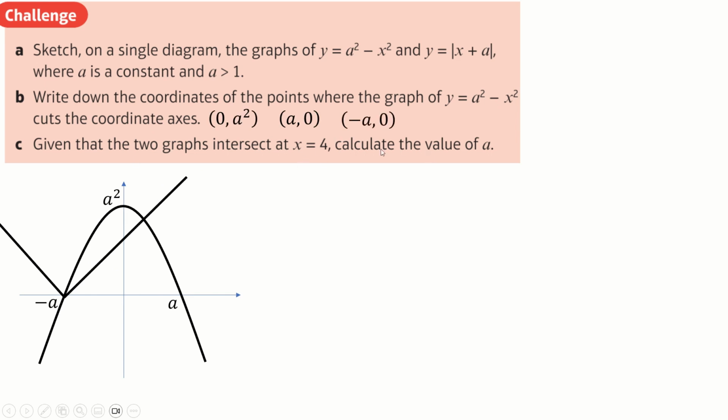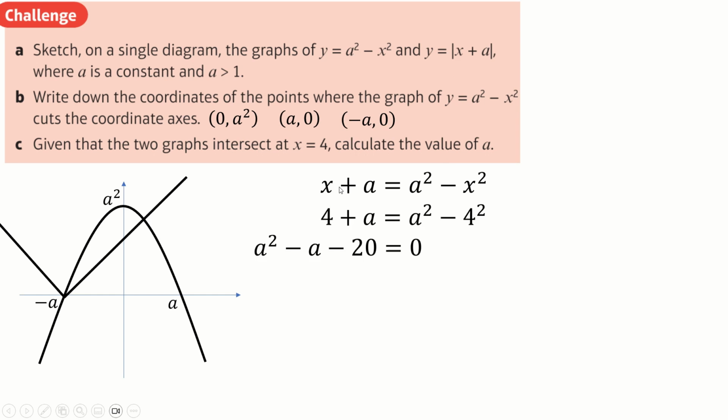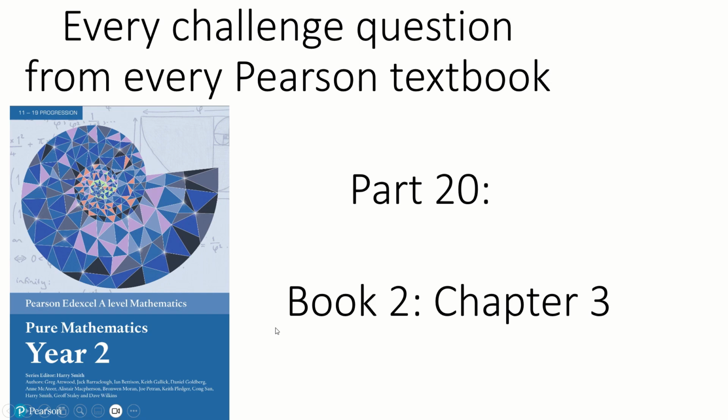Given they intersect at x equals 4, so apparently this coordinate has x equals 4, because it can't be over here, because that's a negative. So this is where x equals 4. So what we're going to do is set this part of the line, which is just where the mod doesn't do anything, which is x plus a, equal to the quadratic, which is a squared minus x squared. And apparently, if x equals 4, this equation is satisfied. So we're just going to put x is 4 in, and we'll do some solving. You'll get a is 5. The other solution, a is minus 4, is also a solution, except a is bigger than 1, so a is 5 is the correct solution, and that'll be done. Good, that's that chapter done.